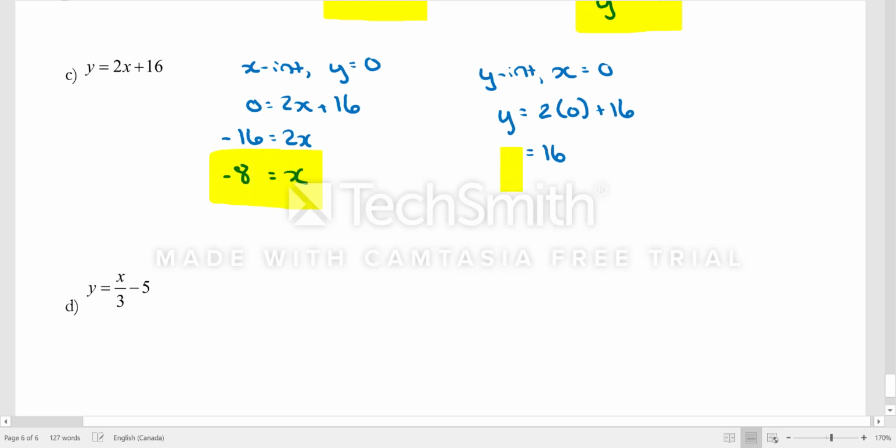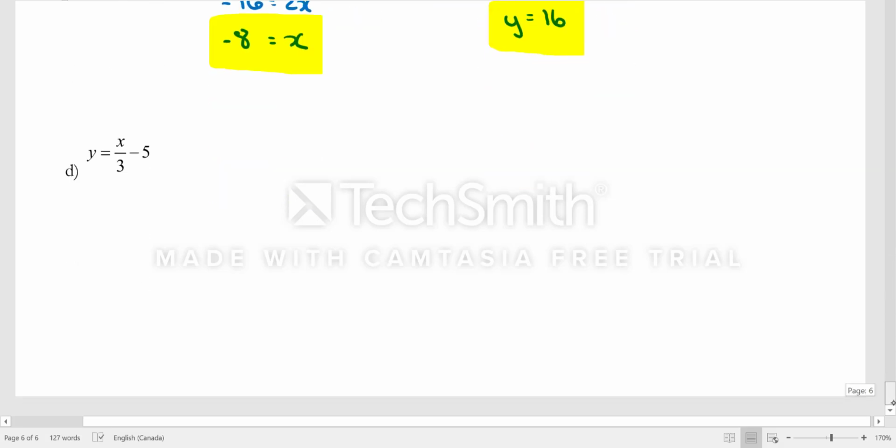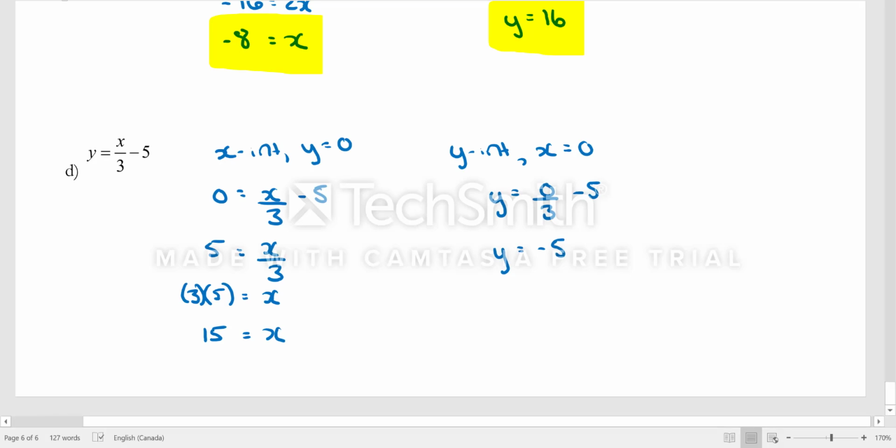Negative 8 for x and y equals 16. This first one's a little bit different because the y value is already by itself over here. So you're going to have to remove something from the x side of the equal sign. Alright, moving down, one more, last one. Pause the screen, try it yourself. Go ahead. Okay, and there you have it, your last two. You have 15 for x and negative 5 for y.